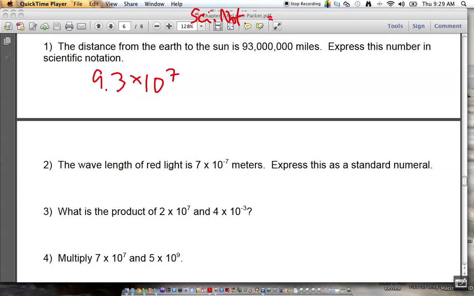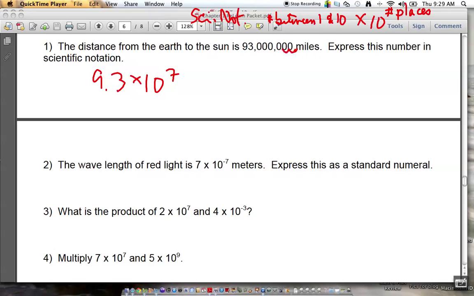Remember, any number that's in scientific notation is always a number between 1 and 10. You're not allowed to equal 10. It has to be smaller than 10, times 10 to a power, and that power is the number of places you move the decimal. So if you notice here, the decimal really is at the end of 93 million. And now I have to move it.